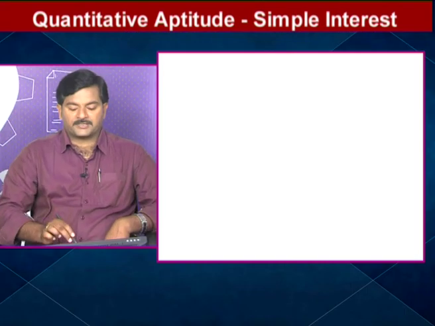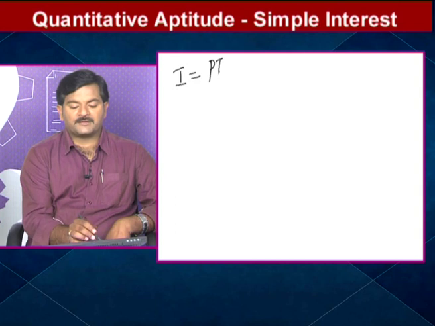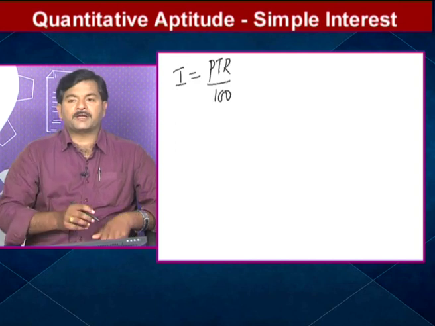Now we'll take some different formulas in simple interest and compound interest, then we'll discuss. The basic first formula in simple interest is I is equals to PTR by 100, right? Everybody is aware of this formula. We come across it from childhood. I is equals to PTR by 100.